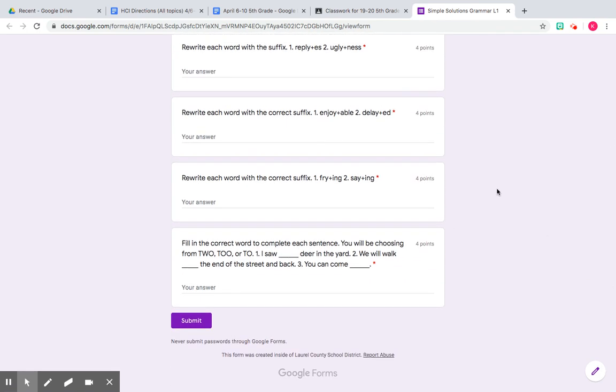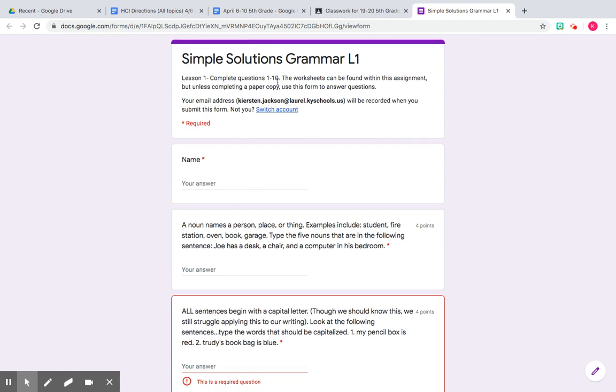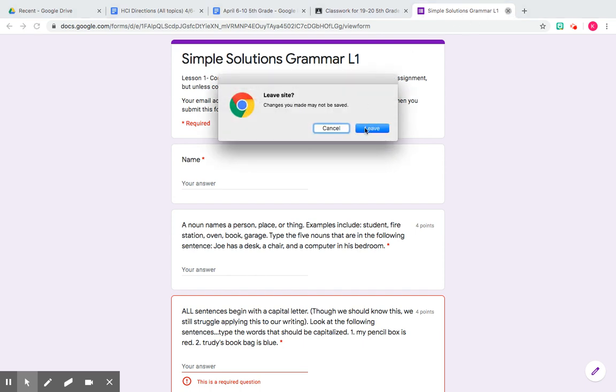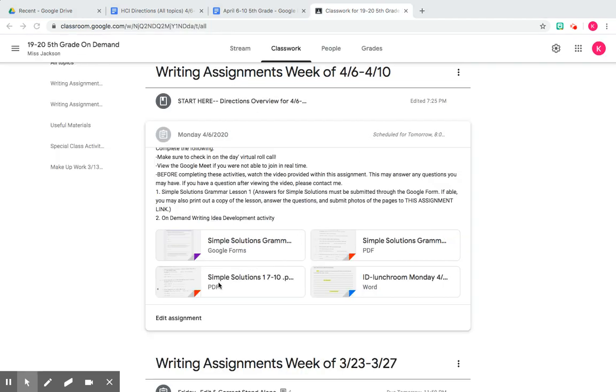Okay, so again, I do want you to take this simple solution seriously. If you have questions about it, please do ask, because like I said, this will be very important for you for next year. The simple solutions pages are attached as PDFs here. Okay, if you choose, you can print these out if you are able to. If not, just do the Google form.